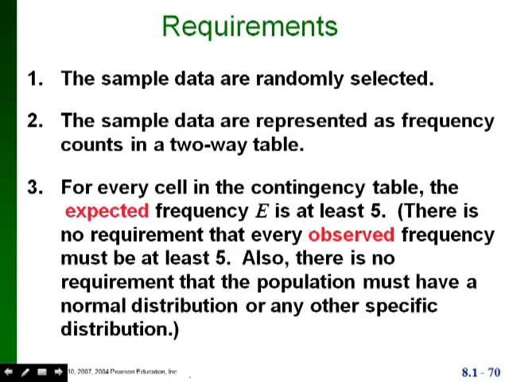And here are the requirements for doing a test of independence. Again, we have to have randomly selected sample data. It has to be represented as frequency counts in a 2-way table, and sometimes you have to actually create the contingency table. And for each cell in the contingency table, the expected frequency again has to be at least 5. That doesn't mean that your observed frequencies have to be at least 5.